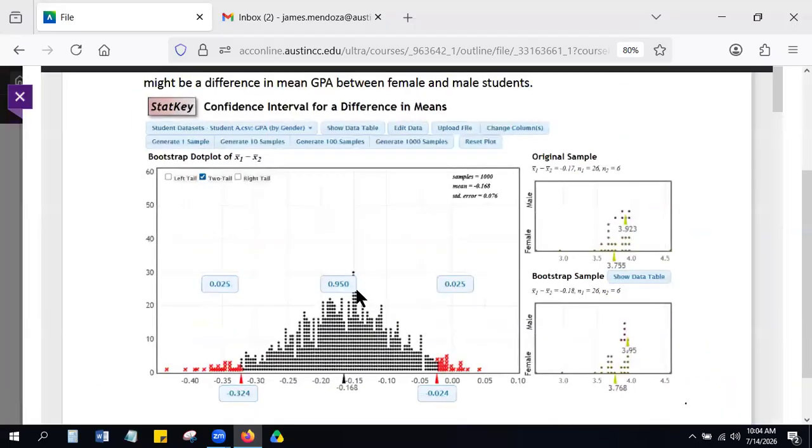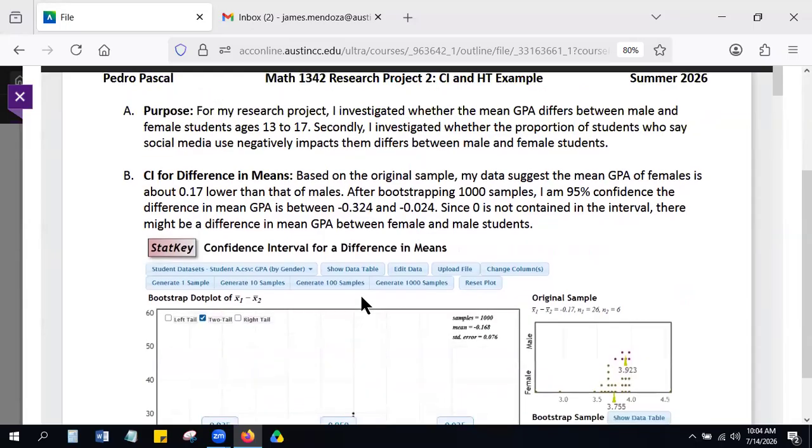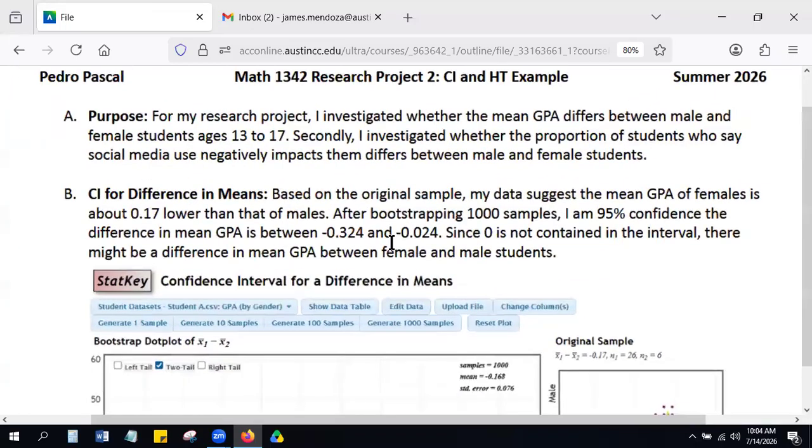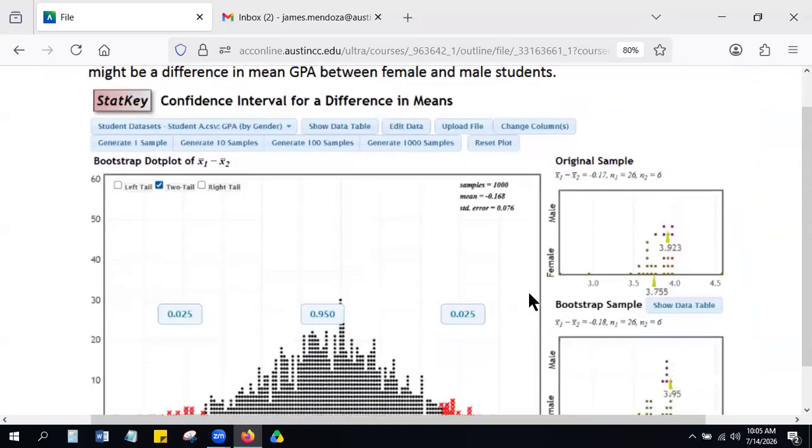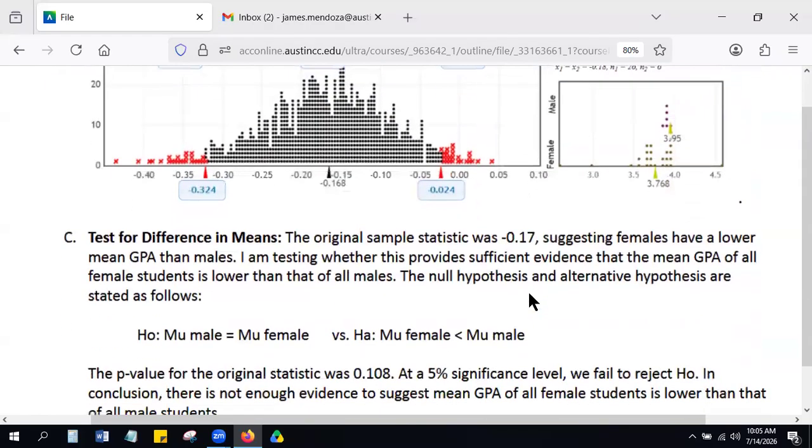So you'll upload your data. You'll click on whatever your quantitative variable is. You'll click on your two groups, and you'll write something like this. Since my interval, or for this student, since 0 was not in the interval, it suggests that there might be a difference between GPA for male and female. But again, of course, you'll do this with your data, your context, whoever you were studying.